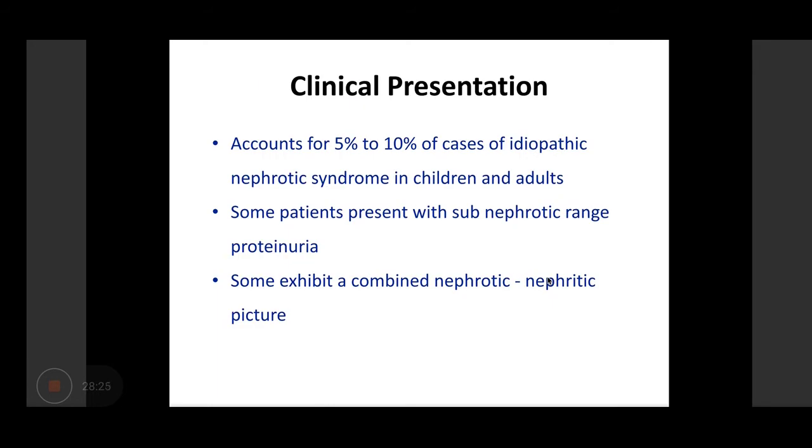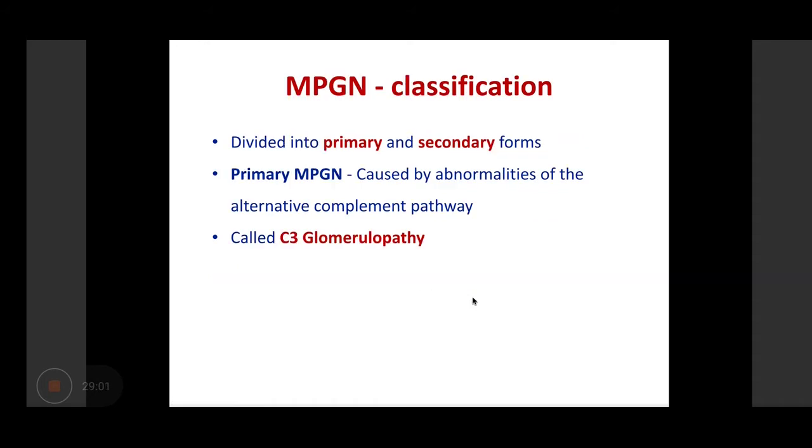Now, membranoproliferative glomerulonephritis again can be primary or it can be secondary. It is the cause of nephrotic syndrome in about 5 to 10% of cases of idiopathic nephrotic syndrome in children and adults. The clinical presentation may also be that of subnephrotic proteinuria. And in some cases, they can also present as a combined nephrotic-nephritic picture. So it has a variety of clinical presentations: full-blown nephrotic syndrome, subnephrotic proteinuria, or a combined nephrotic-nephritic presentation. Now, depending upon the etiology, it is divided again into primary and secondary forms.